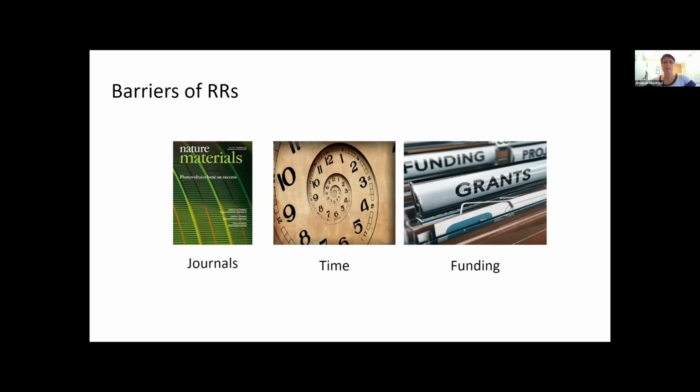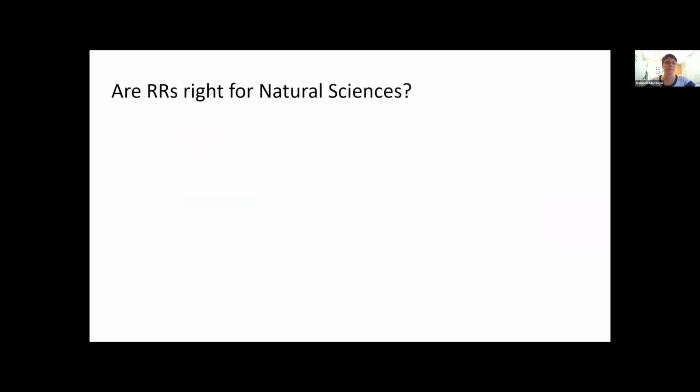So there are still a lot of barriers. We need more journals to adopt. Researchers still don't really understand how the time works in this process. And so far there have been limited integrations with the funding process. What would really be ideal is if a registered report and a grant proposal could be reviewed at the same time.